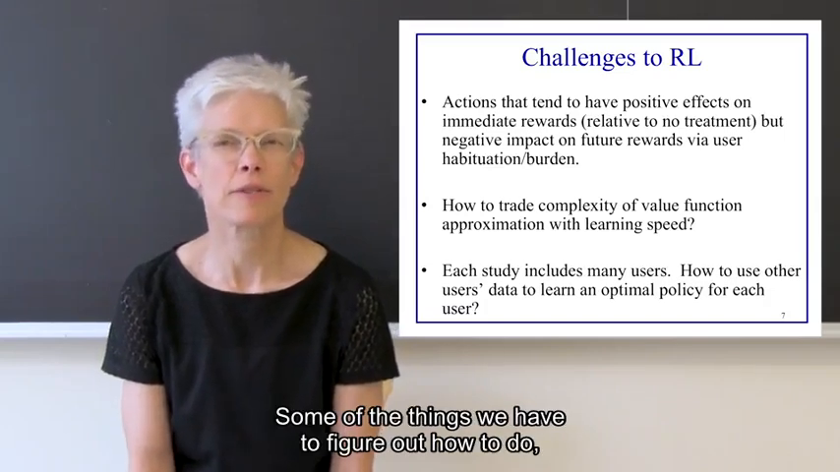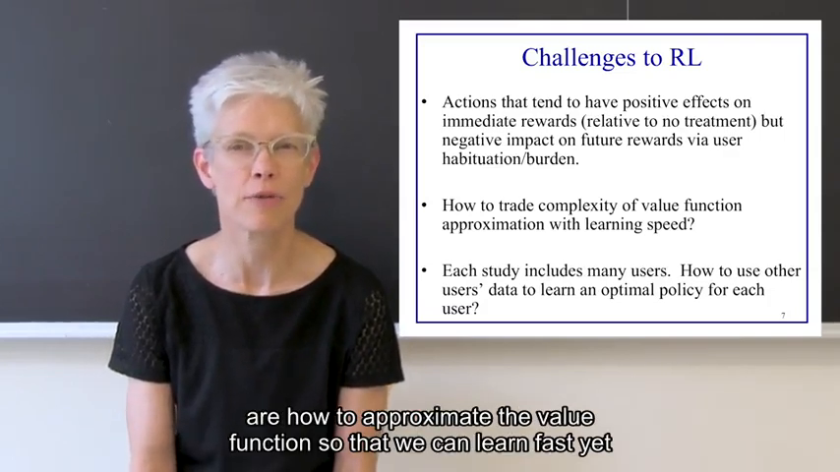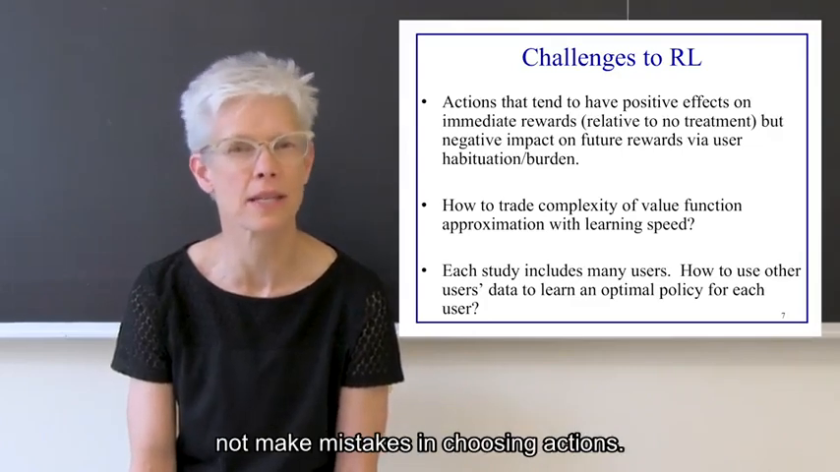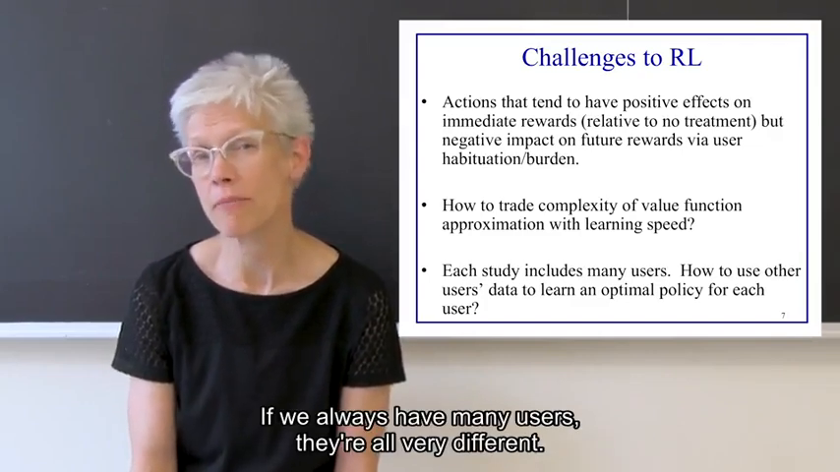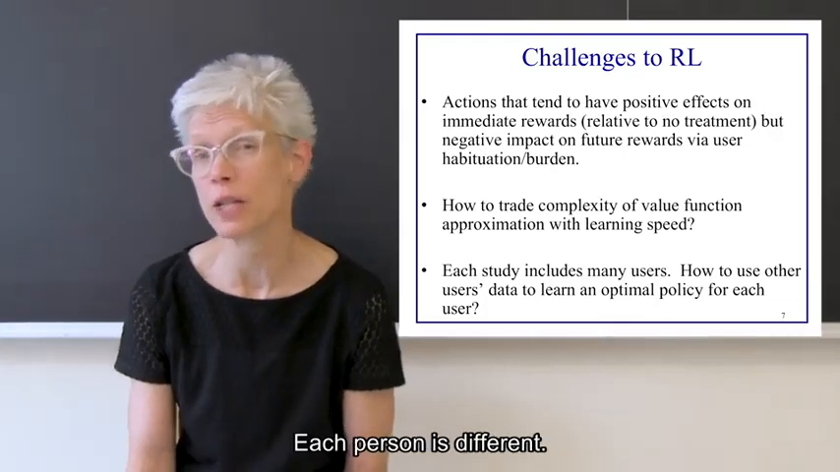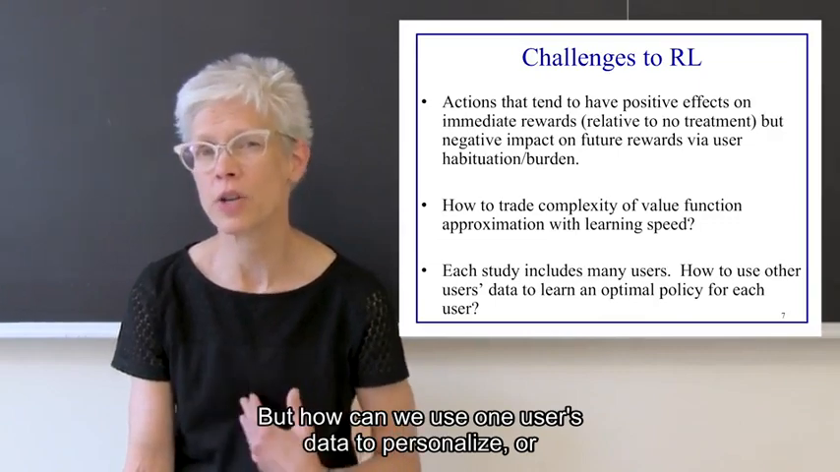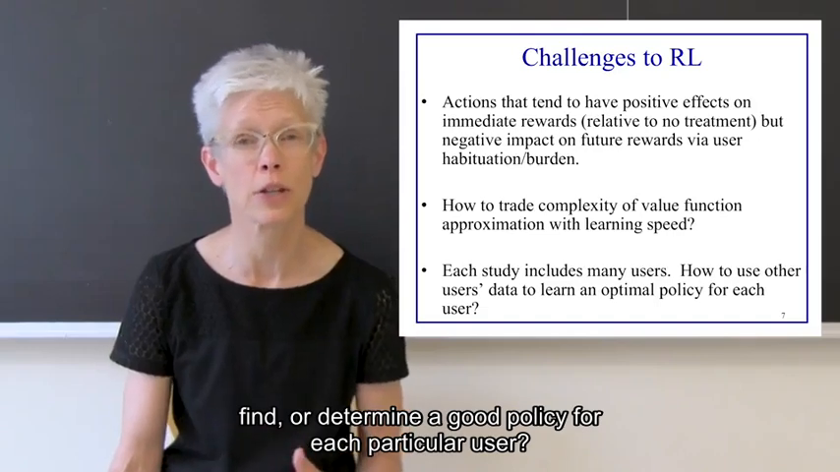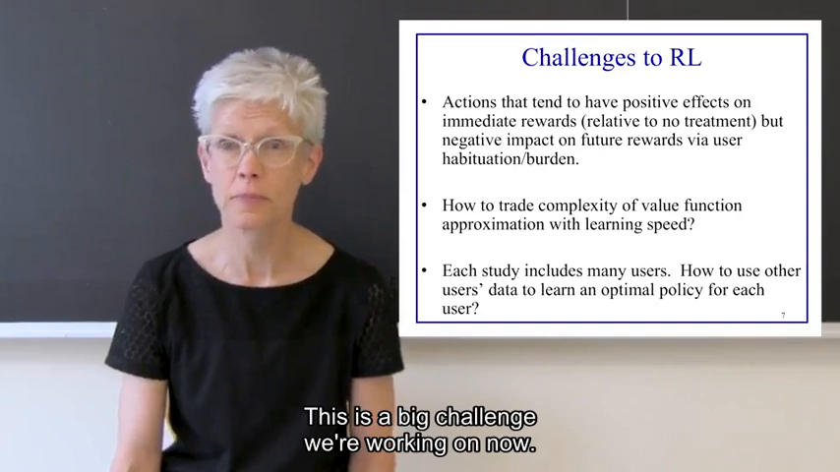Some of the things we have to figure out are how to approximate the value function so that we can learn fast yet not make mistakes in choosing actions. We always have many users, and each person is different, but how can we use one user's data to personalize or determine a good policy for each particular user? This is a big challenge we're working on now.